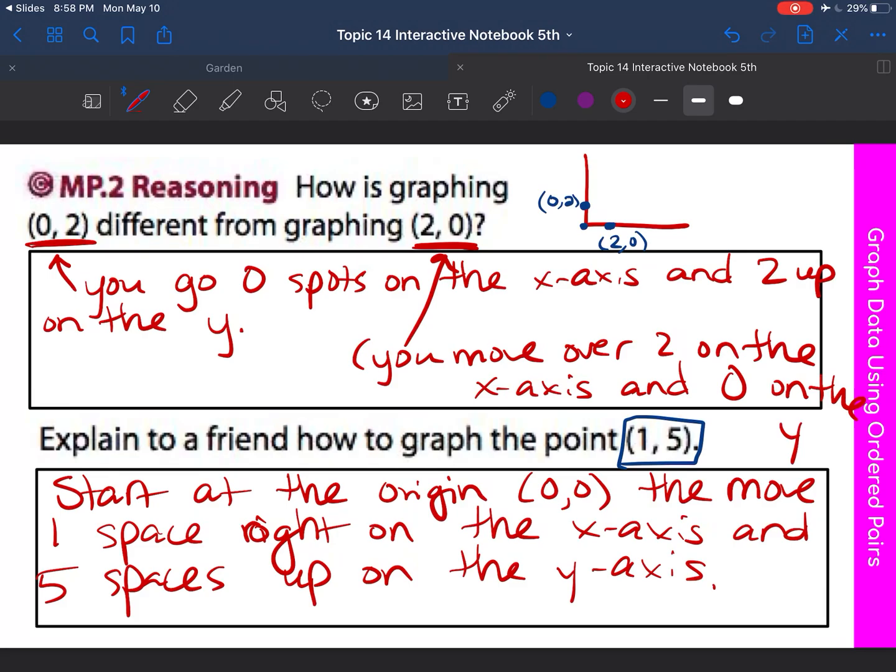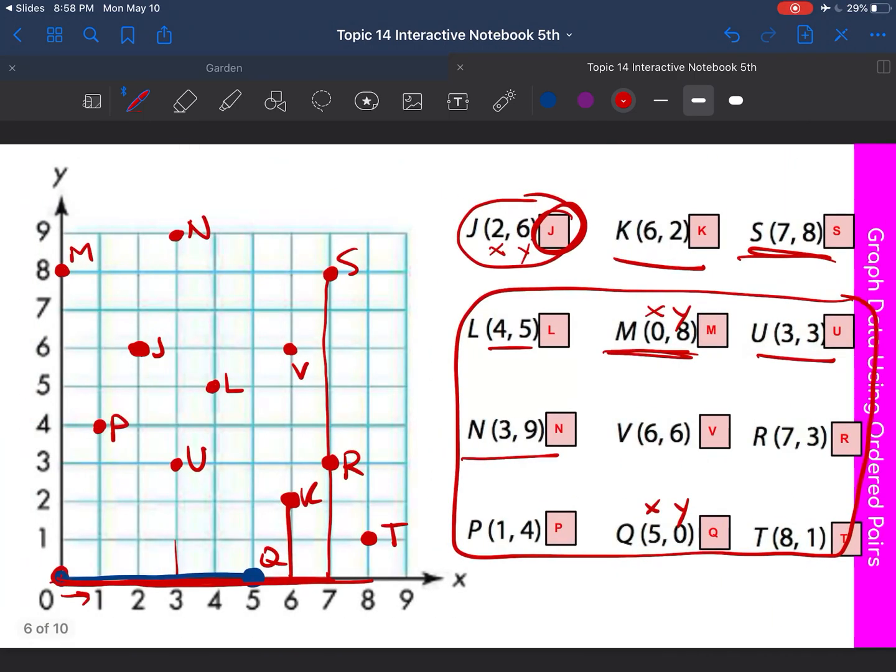All right, so what you guys are going to be doing, there is a Google slide in your classroom, and what you're going to do is very similar to what we are doing over here. You're going to get a bunch of ordered pairs, and you are going to drag the letter that the ordered pair is to its correct location.